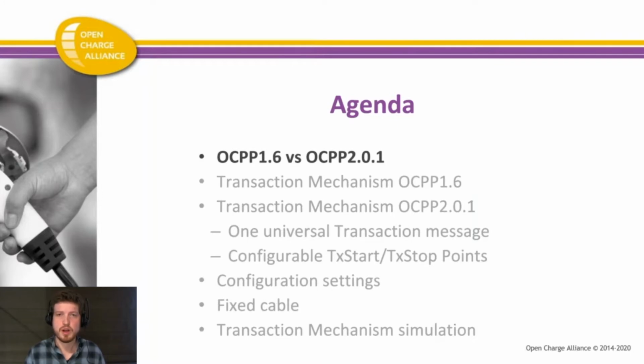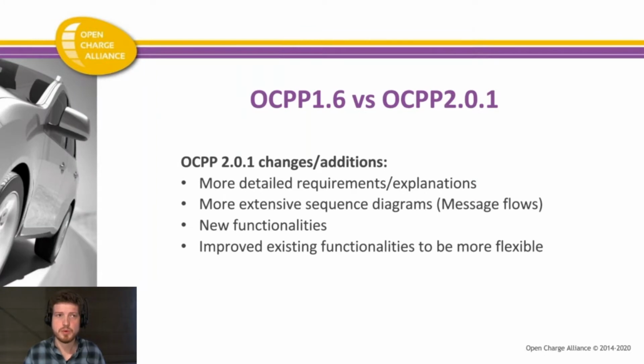So first, I want to talk about some differences. OCPP 2.0.1 is quite a bit larger than OCPP 1.6, but this does not mean that it is far harder to implement, because what we've done is we added a lot more explanation, added a lot more detailed requirements, and we added extensive sequence diagrams that clearly show the message flows between the two systems.